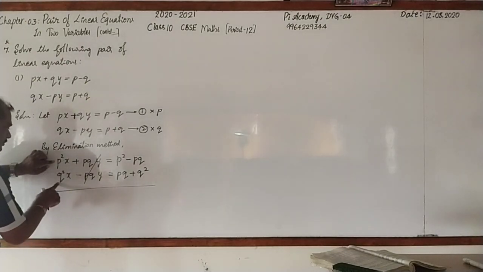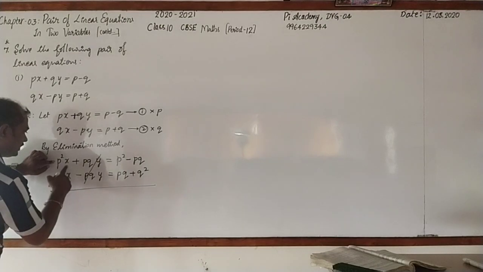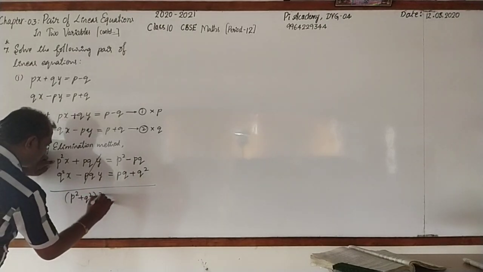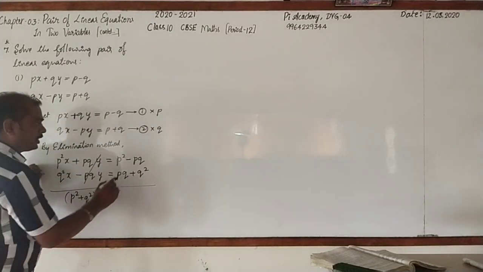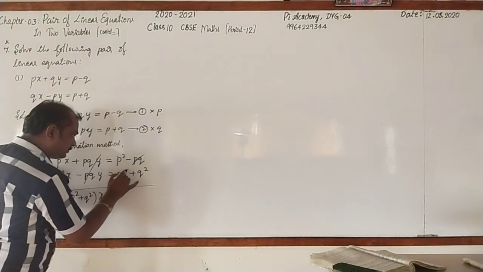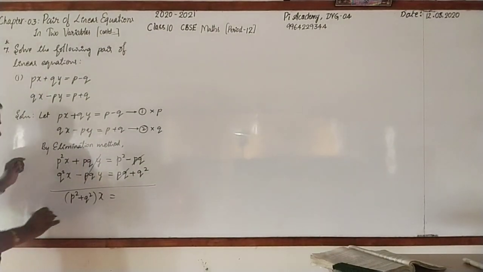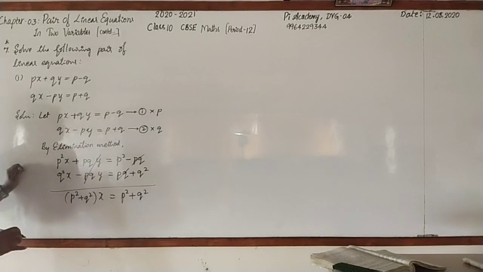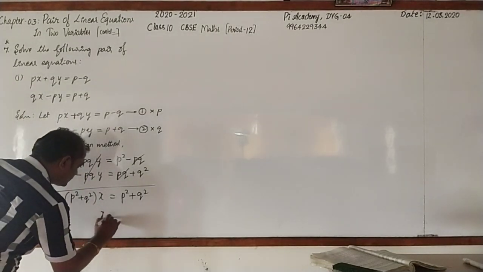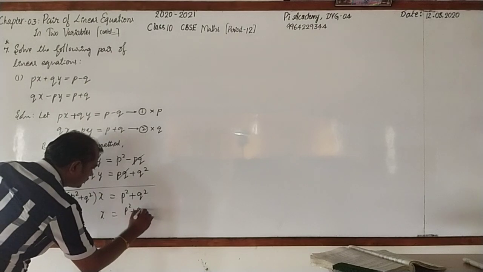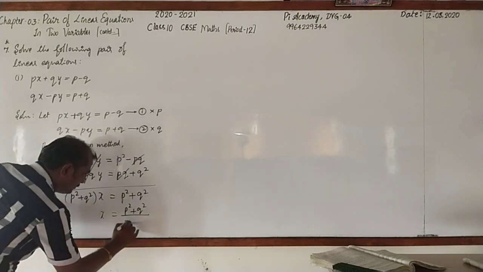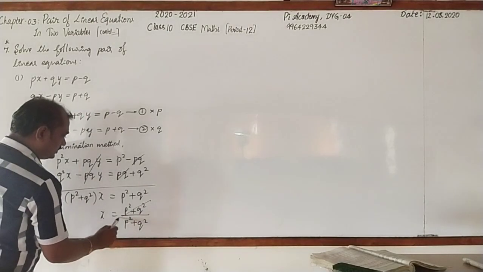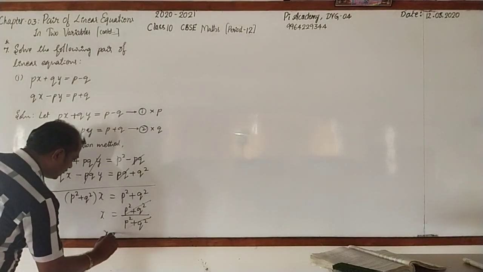Here p square x plus q square x. Here you can take x as common factor. So p square plus q square into x. This is equal to, observe, pq minus pq plus pq get cancelled. Then p square plus q square. Then x is equal to p square plus q square divided by p square plus q square. Now could you tell the value of x? Yes, you are right. It is 1.